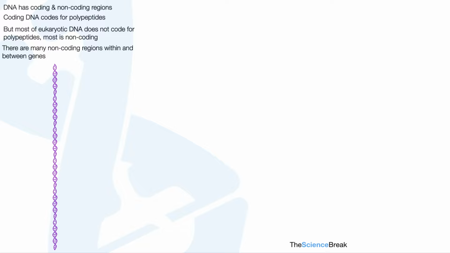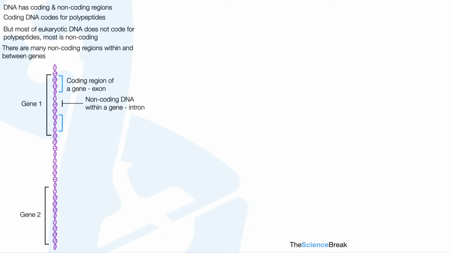So here is a molecule of DNA, or part of a molecule of DNA. Let's imagine we've got two genes. We'll call them gene 1 and gene 2. And in gene 1 we have coding regions, and coding regions are called exons. So there's two coding regions there, two exons. And we also have non-coding DNA within the gene, and that is called an intron. Same again for the one below. We have exons and we have introns. Worth noting that there are usually several introns between exons, not just one as shown in my diagrams.